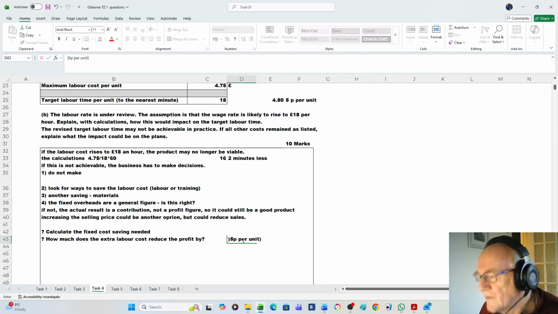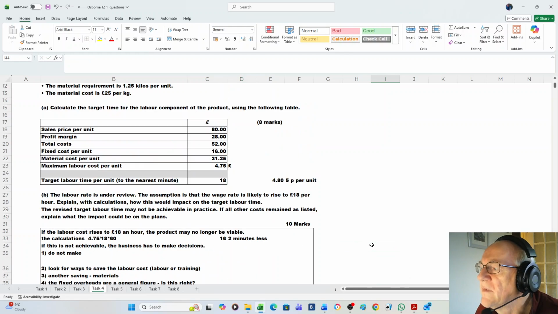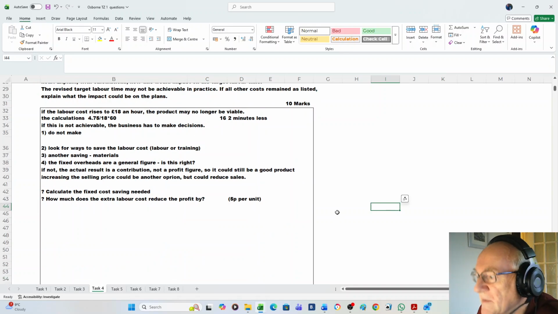why not? Show some good skills, show some good understanding. Are we worried about 5p per unit on an item that sells for £80? Well, fine margins sometimes matter.